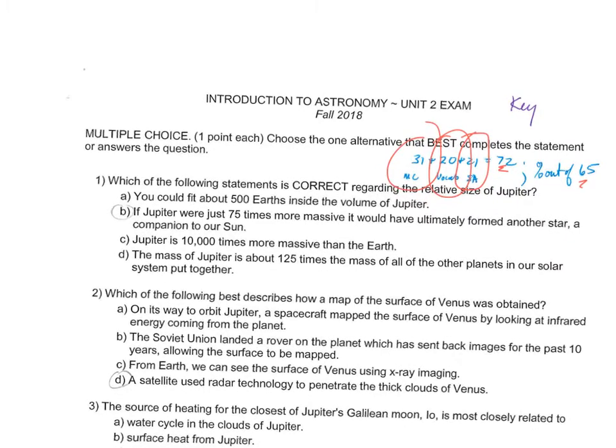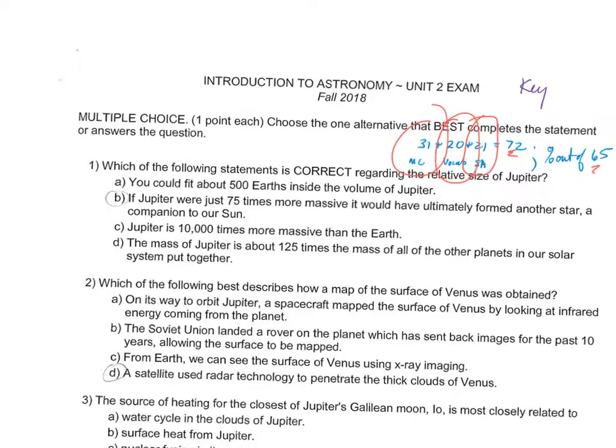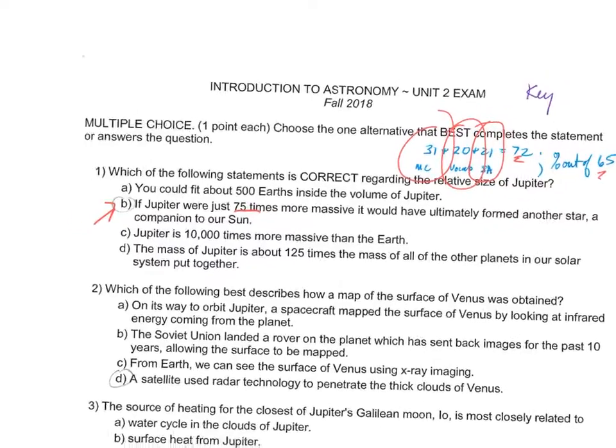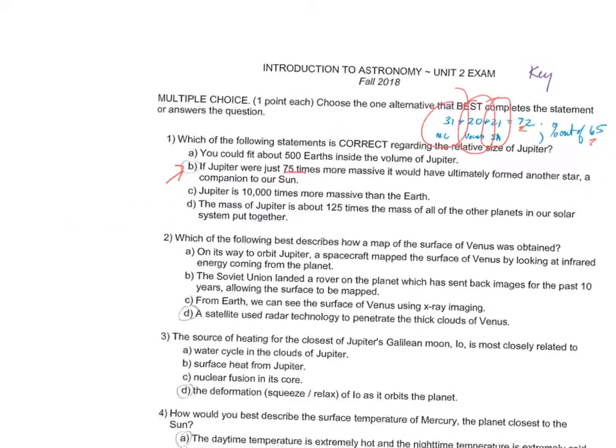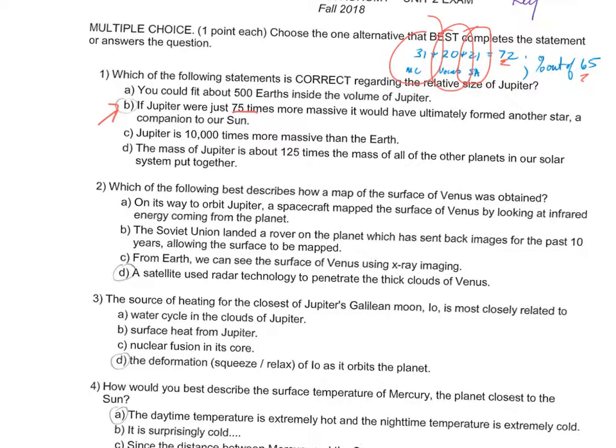So the first question was in regards to the relative size of Jupiter, and the question was which of these is correct, and the answer was B. It is correct that if Jupiter were 75 times larger, it would have actually become a sun and would have been a companion to our sun. A, C, and D were incorrect, and that was maybe one of the trickier ones on this test.